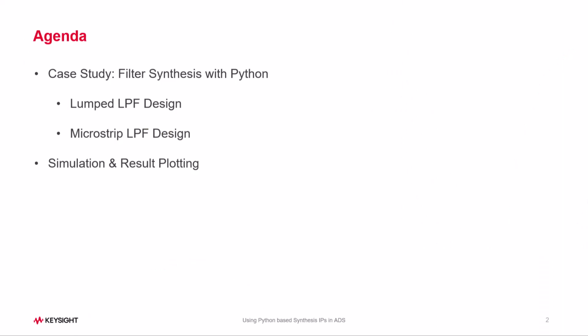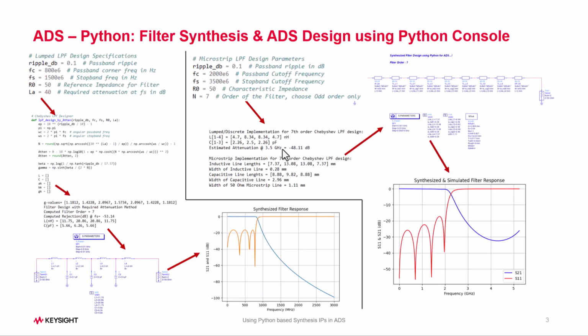So here I am going to take a couple of examples to illustrate two different things. I'm taking a filter as an example because this is an easily understood topic for most RF microwave engineers. I'll take a couple of case studies. One is a lumped low-pass filter design, and then we can take a look at a microstrip low-pass filter design. After we have those computations, we will proceed with simulation and result plotting for each of those case studies. Again, the script I'm going to use in this video can be downloaded from the link provided in the description box of this video.